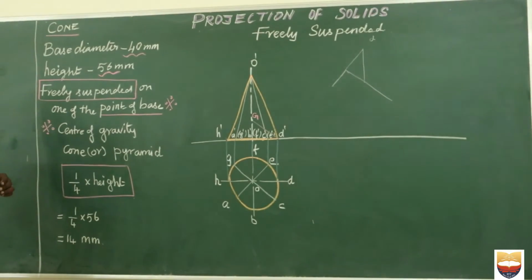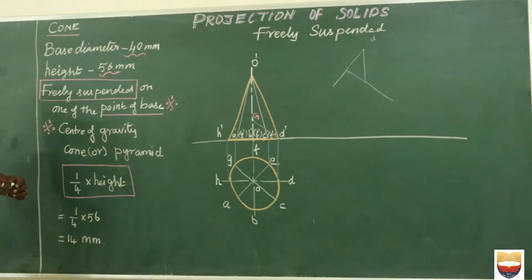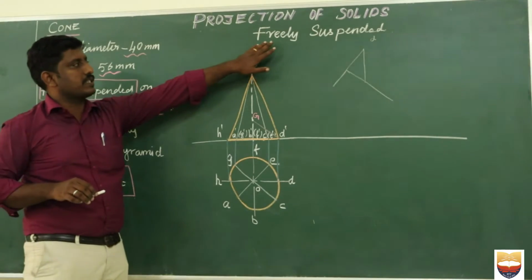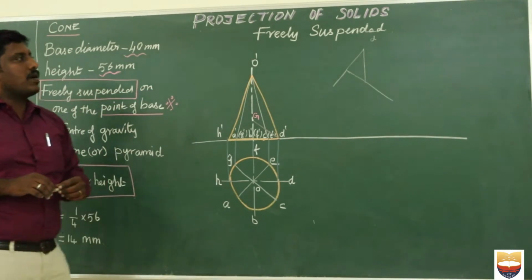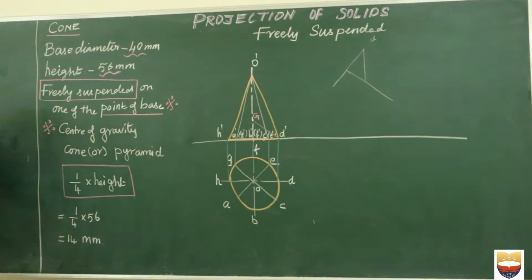Welcome students. Today we are going to see a special case problem, which is nothing but a freely suspended solid. It is one of the important problems in engineering graphics, in which we are going to see two different types of problems. One is a cone, and the other is a prism. You can see the detailed problem in our description.